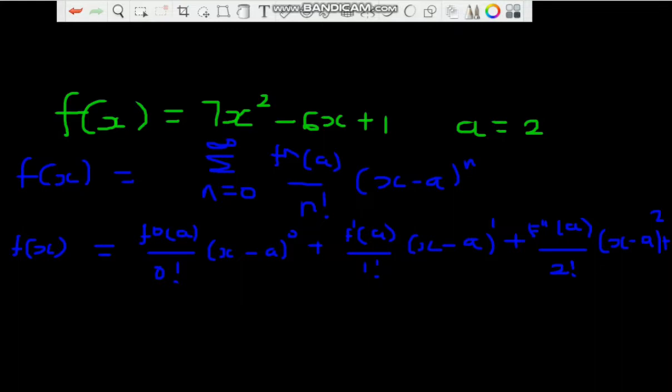Okay, so now in this case you've been given a to be 2. So what you are going to do is just substitute a into this general series that we've written here. Okay, so now let's continue.